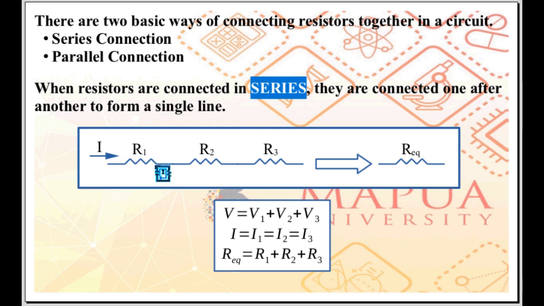And since there's only one line, one current, the currents I1, I2, I3, and the total current I are all the same. They are equal. I is equal to I1, is equal to I2, is equal to I3. And resistors that are connected in series may be replaced by a single resistance or resistor. The equivalent resistance, R equivalent, is equal to R1 plus R2 plus R3.